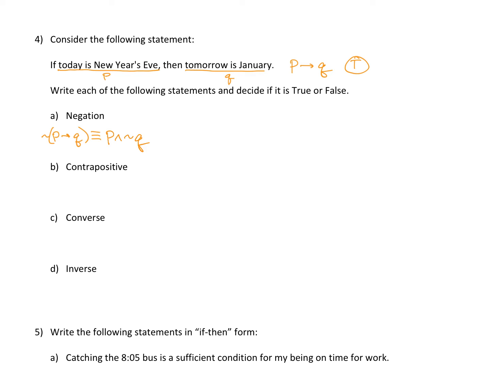So when I write it down in words, I would say today is New Year's Eve, and tomorrow is not January. And that's impossible, right? It can't be New Year's Eve today and tomorrow not be January. So that is false.